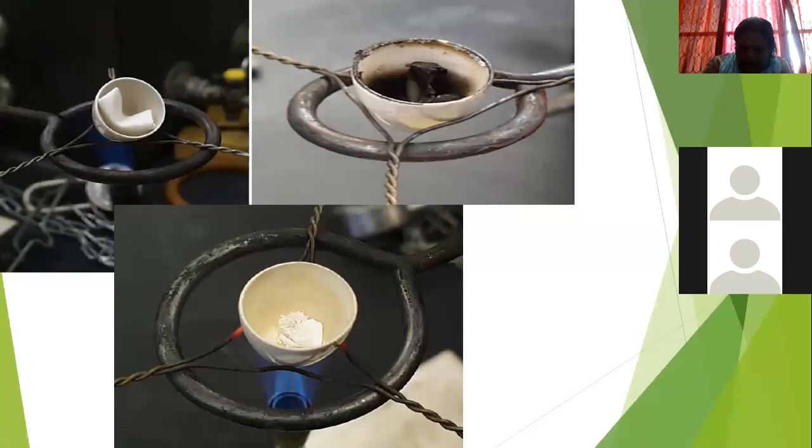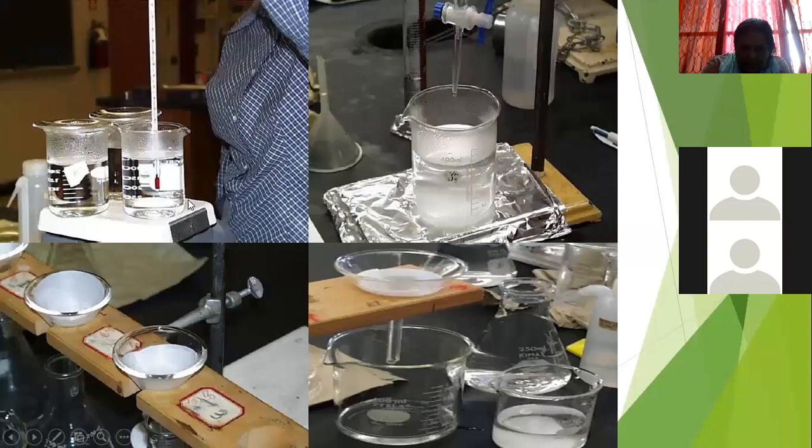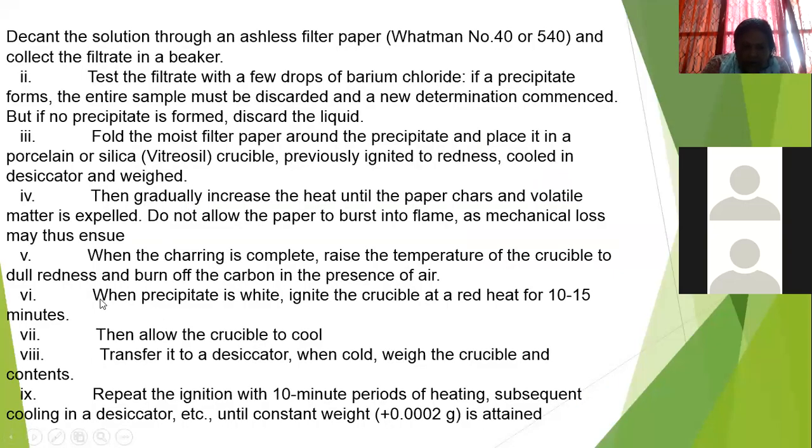You will have to take a tongs, take it out and again keep it in the burner, and very carefully you have to do it. So this means what? In the crucible, only the precipitate of barium sulfate is present. Okay, so this is the procedure. After that, when the precipitate is white, ignite the crucible at a red heat for 10 to 15 minutes.